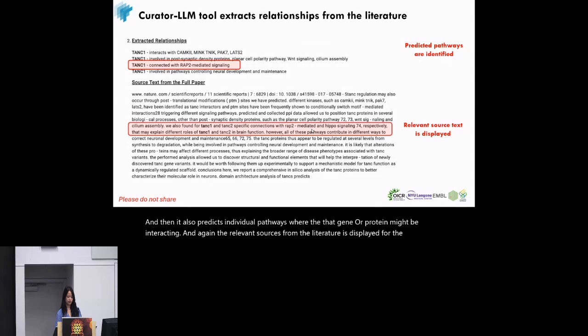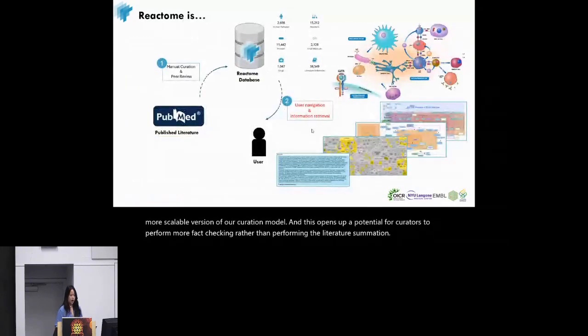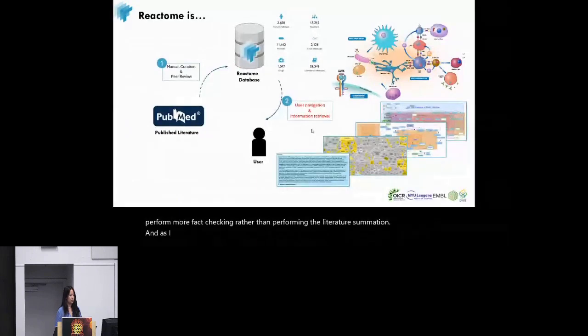So what we're really hoping to do here is to augment our curation process and allow for a more scalable version of our curation model. And this opens up a potential for curators to perform more fact-checking rather than performing the literature summation. And as I said, we're also looking to leverage LLMs to improve the user experience. And this is something that we're working actively on deploying soon for the public to try out.